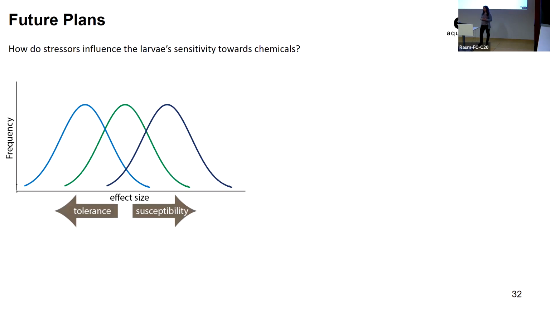So having now established such a paradigm, we can also start to ask further questions. For example, fish in the wild are probably never only exposed to one stressor, but to multiple stressors, for example, changes in temperature or decrease in water quality. An interesting question would be how these different stressors would influence the larva's sensitivity to chemicals. We could now combine these different stressors with chemical exposures, but this would probably lead to a large number of experimental groups, which is almost not manageable.